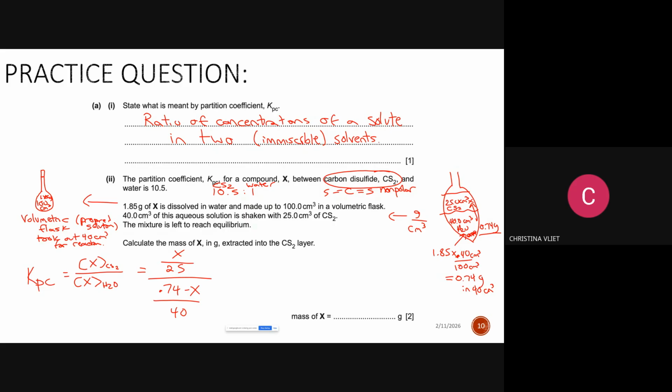All right, so then all of this is equal to KPC, which is, for here, 10.5. That's the number. So our math is 10.5 equals, what can I do with these two fractions? It's double fractions, so you got to flip the bottom one, right? So it's x over 25 times 40 over 0.74 minus x. The rest of your ability to get this correct is your ability to do algebra because you're solving for x, right? And so we're going to do that. Multiply by 0.74 minus x on each side.